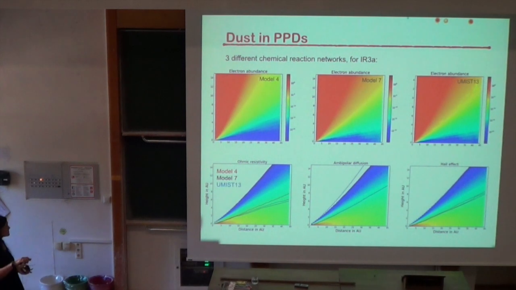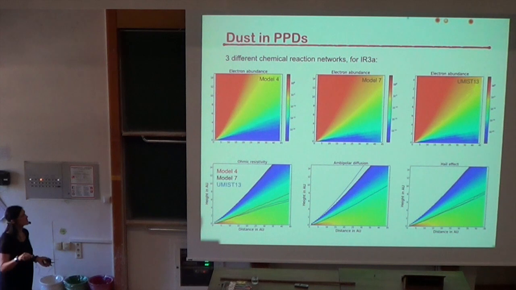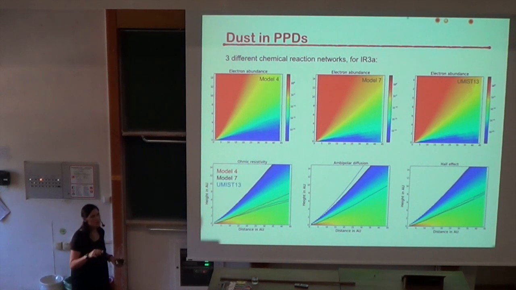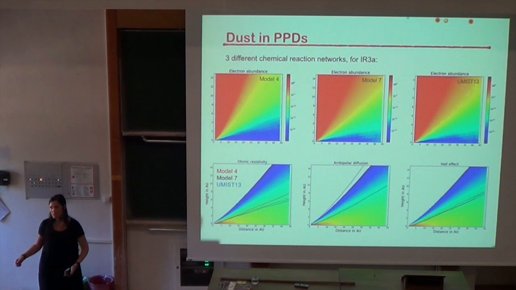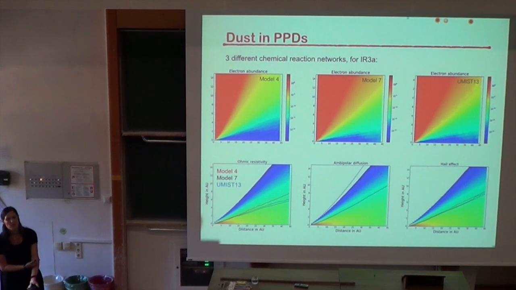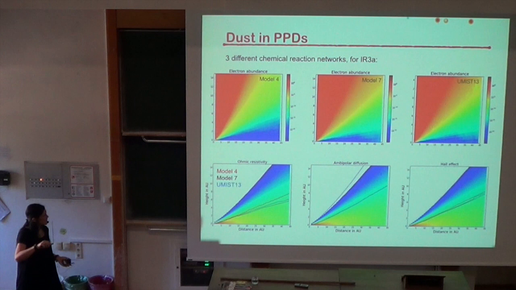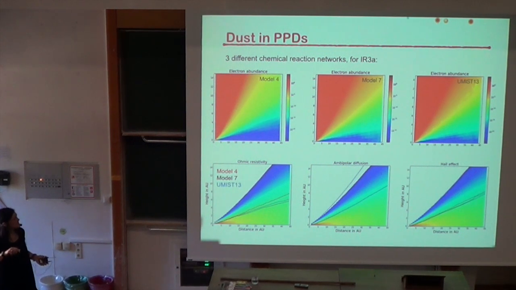The results for these different reaction networks. So we see here the electron abundance. I plot for model 4, 7, and for the entire THEMIS database. And what we can see already is that here the electron abundance is much smaller than in the other cases. But we can also see that they're very similar, which is really nice because we can say that we can actually use model 7 instead of the entire THEMIS database to do our calculation, which will save us a lot of time. What I plot here is the density map, which I showed in the slides before.